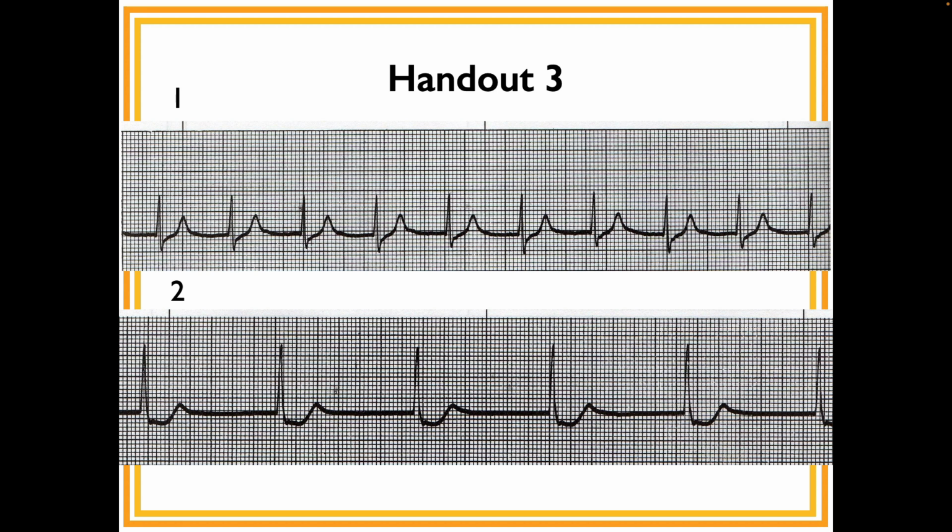So this looks to be at a regular rate. P waves are not present before each QRS complex. I would say the rate is about 80. QRS complexes are within normal length and T waves are present. So, is this a junctional rhythm?